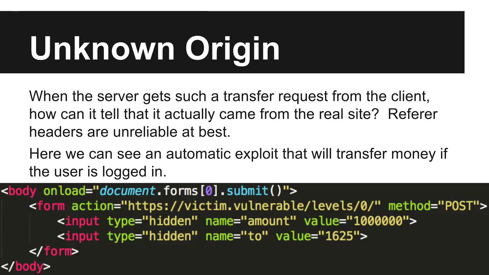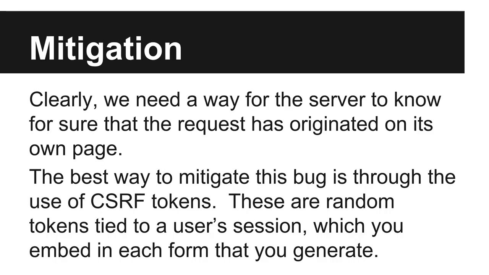So how does the server tell that this request is any different from a normal request that a user would make, even though the user had nothing to do with this transfer? That's the big question with CSRF. And the answer is, it can't. So clearly we need to give the server a way to know where the request originated from. Did it originate on its page or somewhere else?